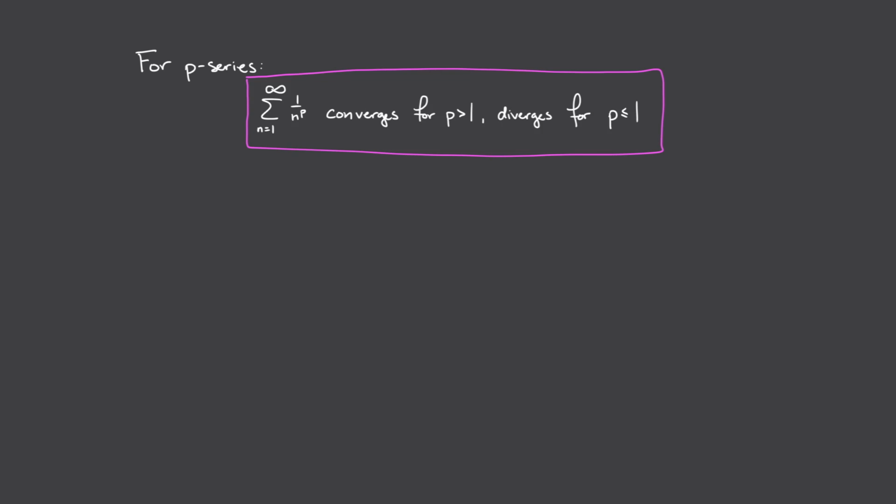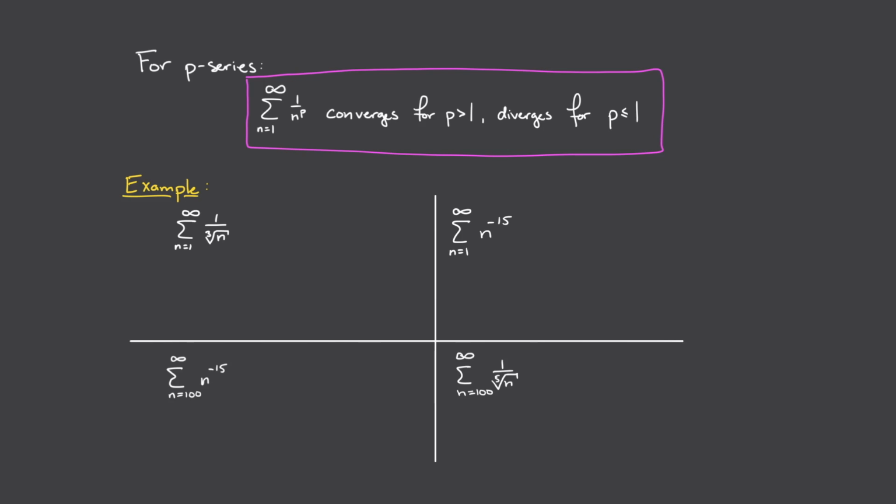To make sure we're all on the same page, let's go ahead and do a couple examples. First, let's look at the sum from n equals 1 to infinity of 1 over the cubed root of n. To make this look a little bit more like a p-series, we can rewrite the series as the sum from n equals 1 to infinity of 1 over n to the 1/3 power. So we have a p-series with p equal to 1/3, and since 1/3 is less than 1, the series diverges.